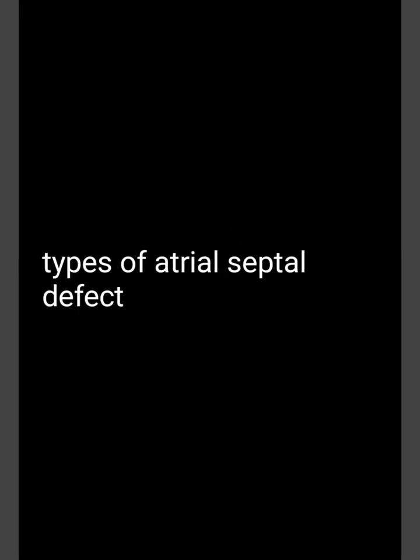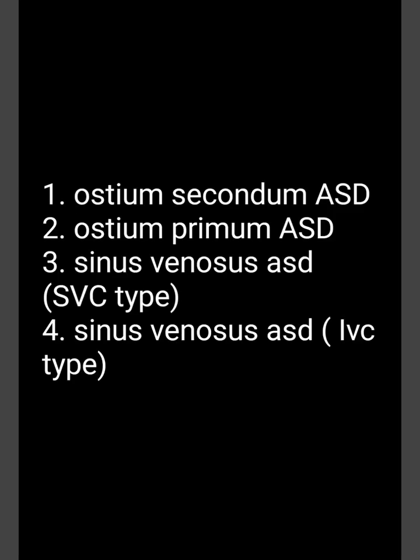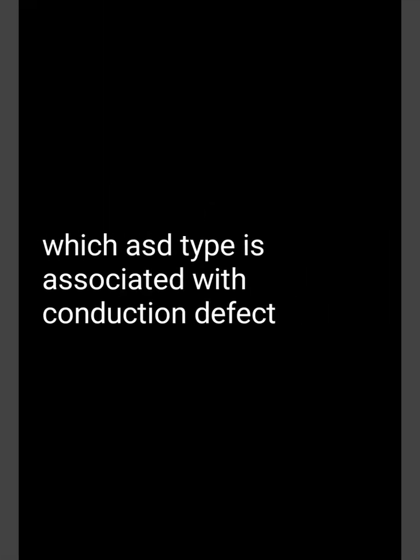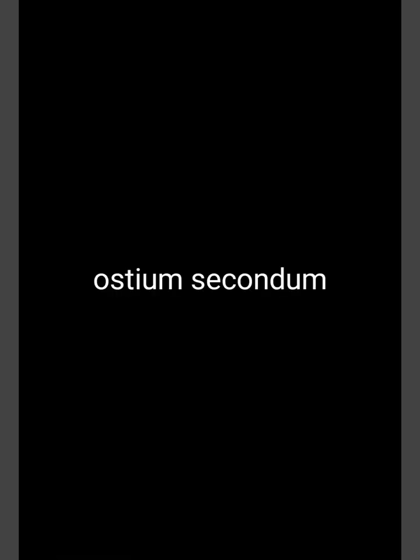Types of atrial septal defect. 1. Ostium secundum ASD. 2. Ostium primum ASD. 3. Sinus venosus ASD, SVC type. 4. Sinus venosus ASD, IVC type. Which ASD type is associated with conduction defect? Ostium primum ASD. Most common type of ASD: ostium secundum.